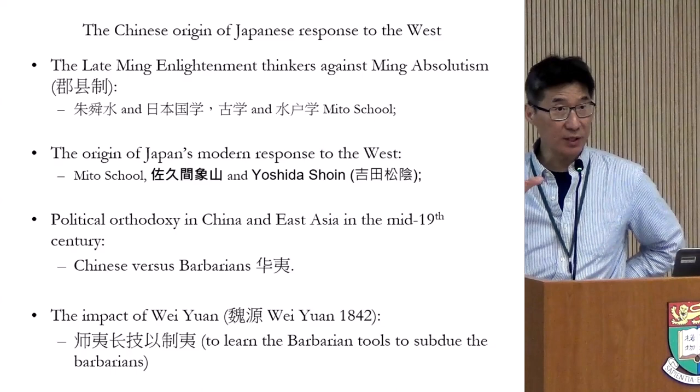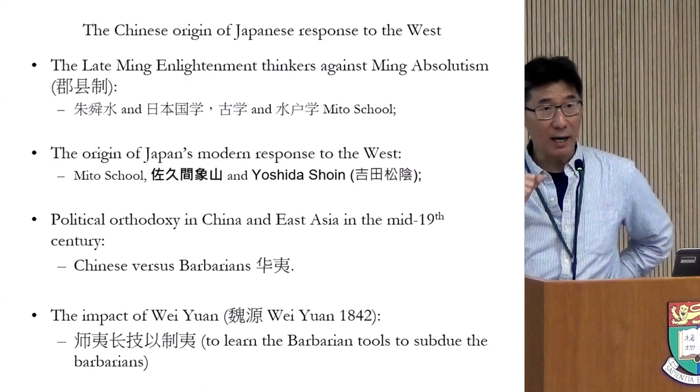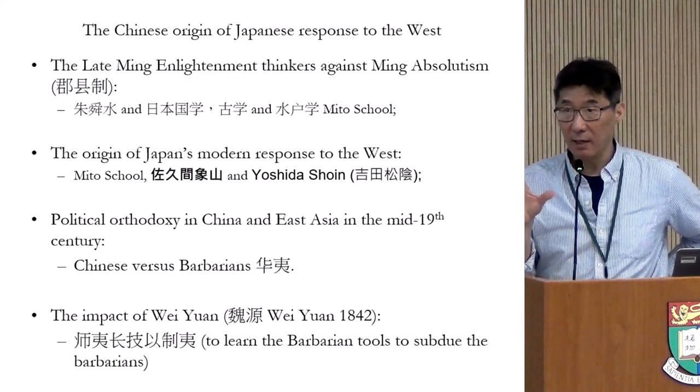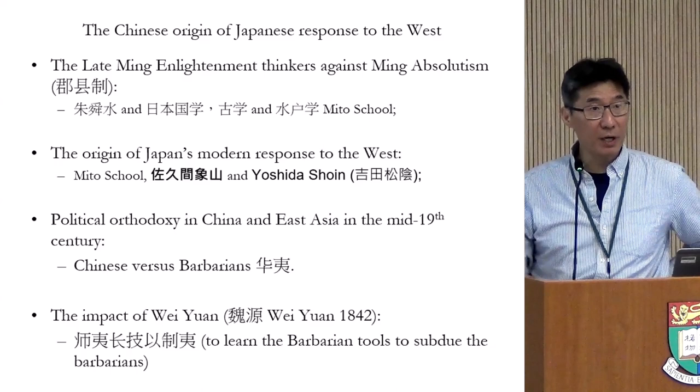Wei Yuan's Haiguo Tuzhi was basically coming from Lin Zexu, right, who was defeated by the West. So Lin Zexu was one of the people who actually didn't know much about the West, but eventually observed firsthand the power of the Western military and other things. Japan knew very little, but Haiguo Tuzhi had a very big impact in Japan, not that much in China. Later on, of course, it became very, very important.